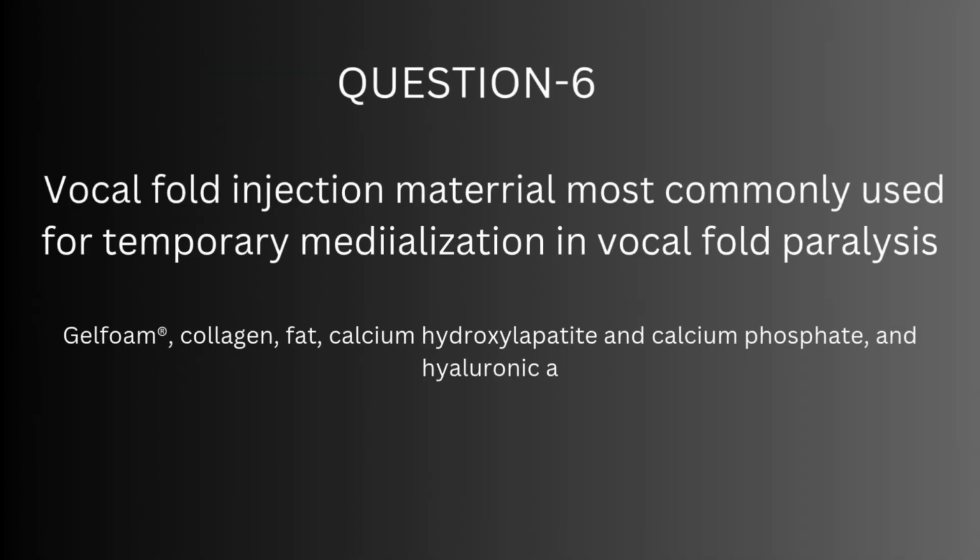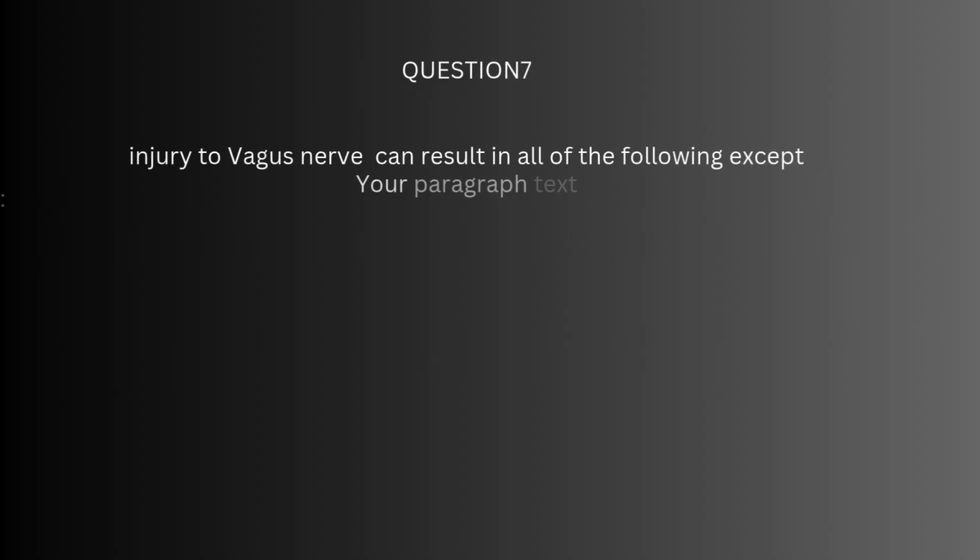The sixth question was, which is the most commonly used vocal fold injection material for temporary medialization of the vocal cord which is paralyzed. So here options B and C are correct. Hyaluronic acid and calcium hydroxyapatite are the two things. So the answer is B and C.